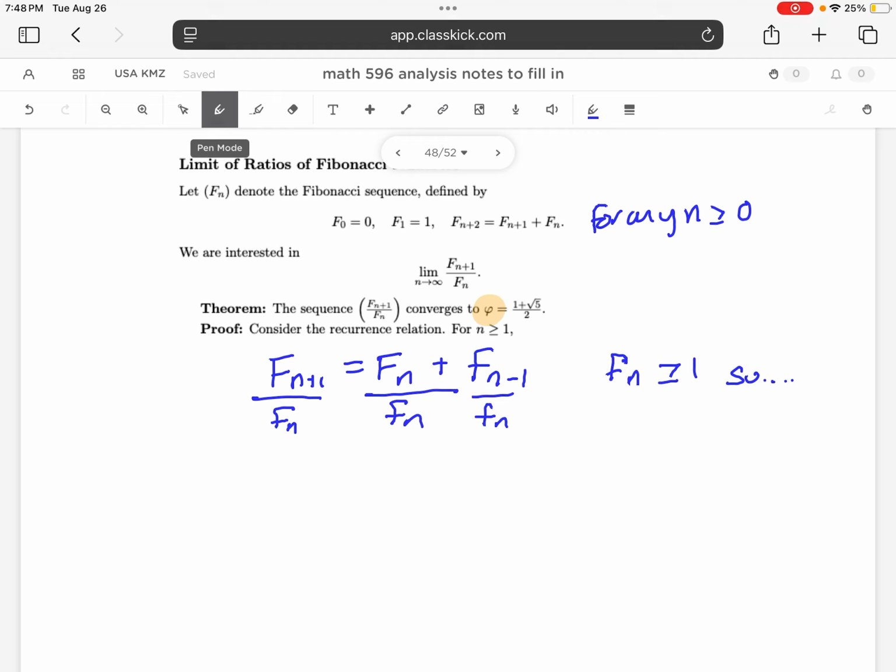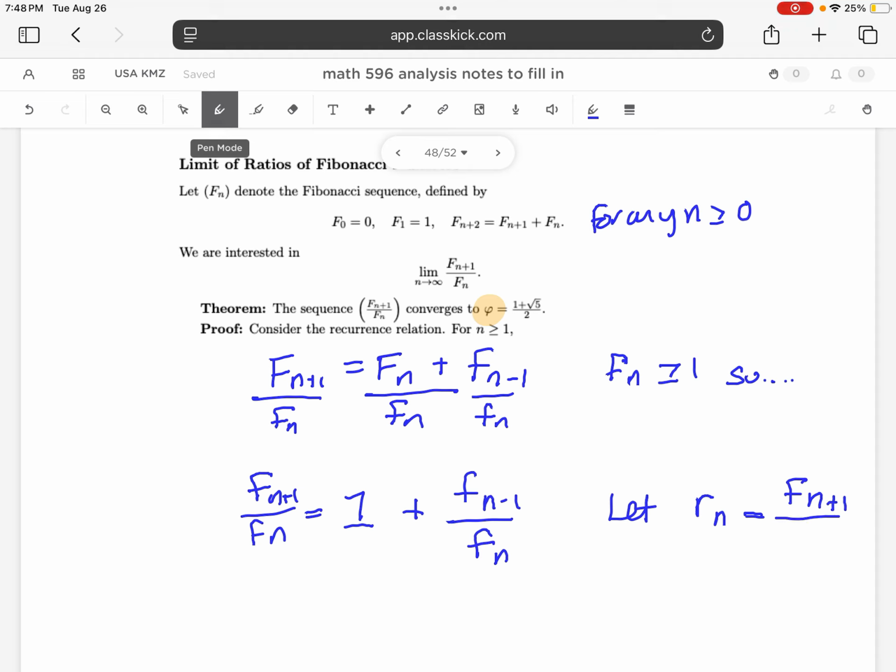Right, so let's rewrite this. We have f of n plus 1 divided by f of n is equal to f of n divided by f of n, which is just 1, plus f of n minus 1 over f sub n. So we're going to give the ratio on the left-hand side a name. We're going to call that r sub n. Let r sub n be the ratio of f of n plus 1 to f of n, so that we can just call the left-hand side r sub n here.